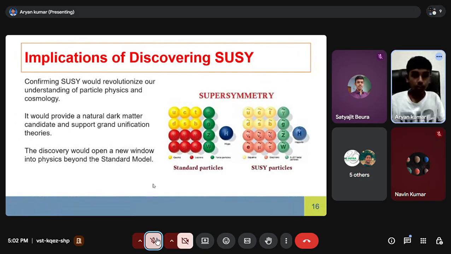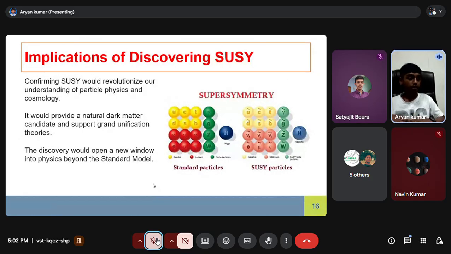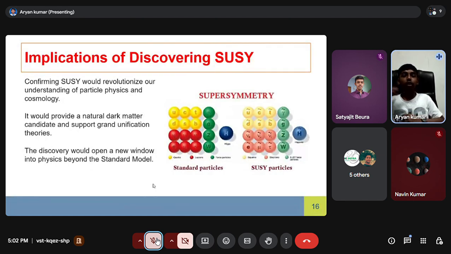Implications of discovering supersymmetry. Confirming supersymmetry would revolutionize our understanding of particle physics and cosmology. It would provide a natural dark matter candidate and support grand unification theories. The discovery would open a new window into physics beyond the standard model.